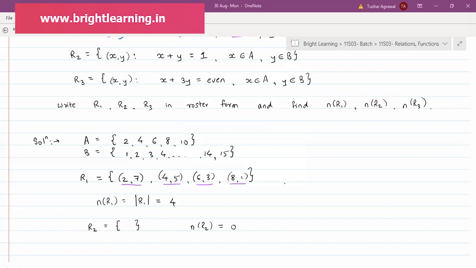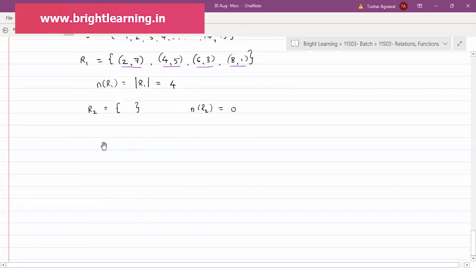Okay, see the explanation. Now here he is telling you that x plus 3y should be an even number. He has not given any condition on what this even number should be. It can be anything. It can be 2, it can be 10, it can be 100, it can be 1000. I don't have any condition, I just need that this addition is an even number. So now x plus 3y: the first element is x belongs to A, y belongs to B.